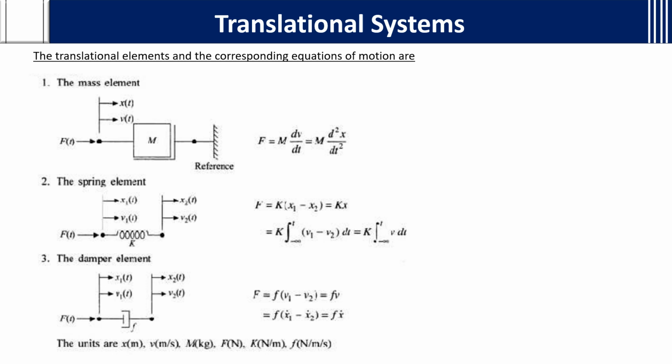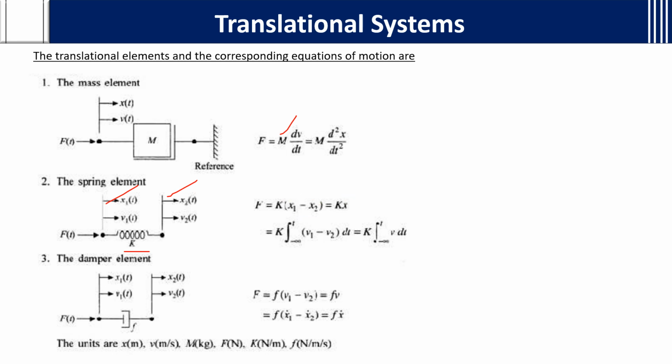Spring element is represented by k. x1 of t is the displacement, v1 of t is the velocity, f of t is the force, x2 of t is the next displacement, v2 of t is the second velocity. It has two velocities and two displacements. How can we write for the spring element? F is equal to k, k into x1 minus x2. Considering x1 minus x2 as the total x, it is nothing but kx.